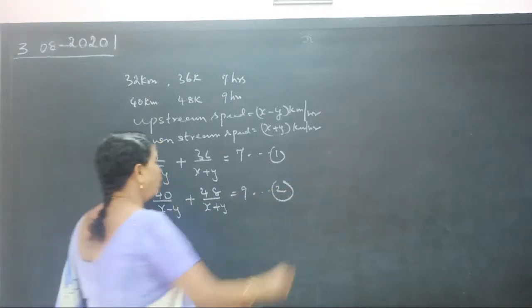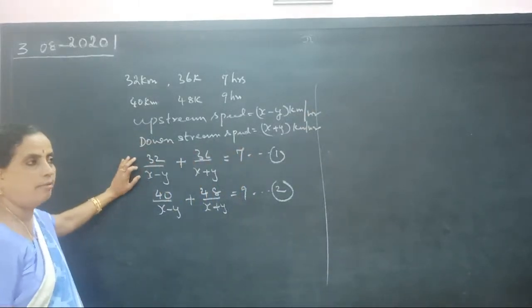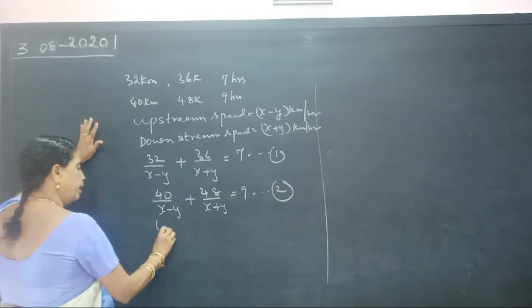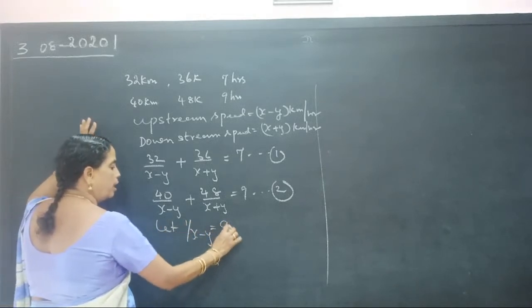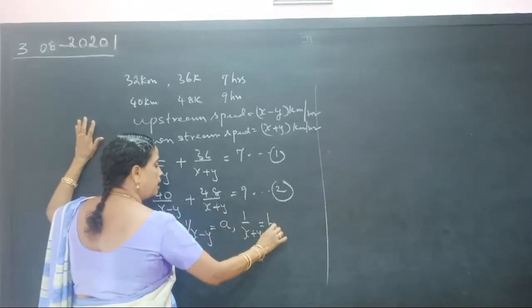Okay. Now, as it is, we cannot solve it. This is an equation reducible to linear form. Considering, let 1 upon x minus y as a, 1 upon x plus y as b.